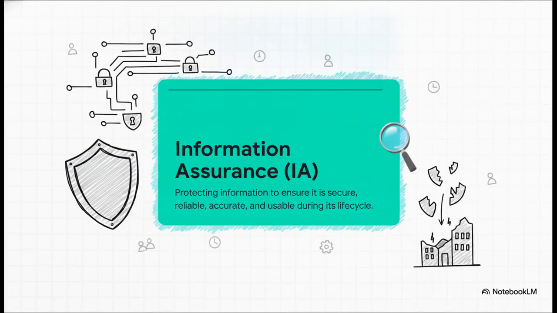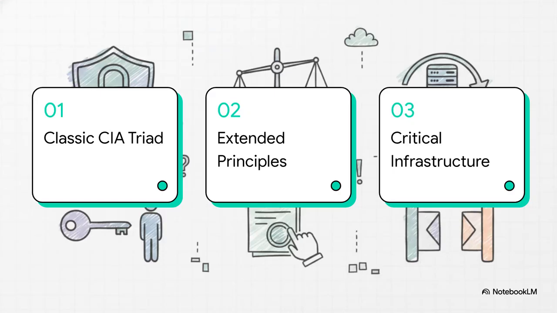And that brings us to a formal concept you need to know: information assurance, or IA. Basically, it's the practice of protecting information to ensure it's secure, reliable, accurate, and completely usable throughout its entire life cycle. Think of IA as the essential invisible shield for our daily operations, both digital and physical. Because honestly, our information is only valuable if it can be trusted and accessed by the right people exactly when they need it. When information assurance fails, well, that shield drops, and those disasters we just talked about become a very harsh reality. So, to understand how this shield actually works, here's our roadmap for today's explainer.